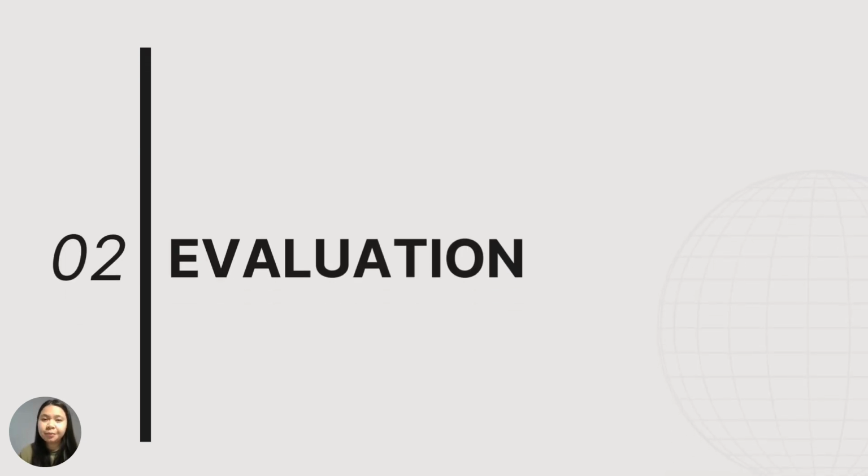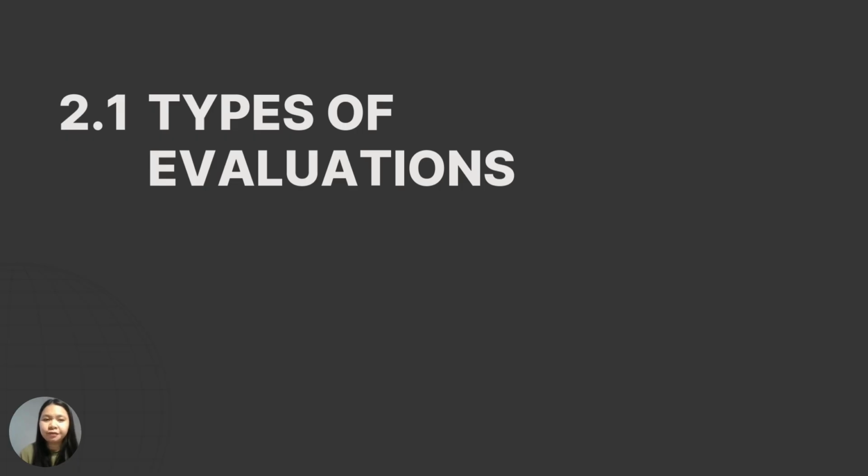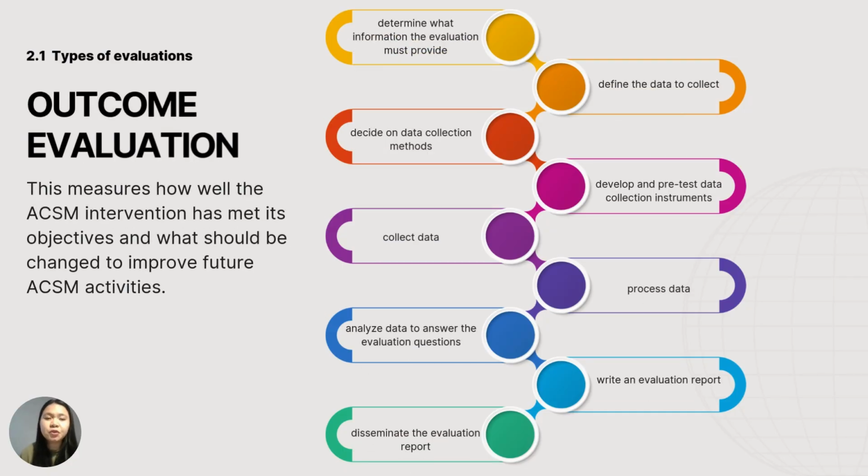Moving on to the second part of this presentation, let's go to evaluation. So there are two types of evaluation. The first one is the outcome evaluation. This measures how well the ACSM intervention has met its objectives and what should be changed to improve future ACSM activities.